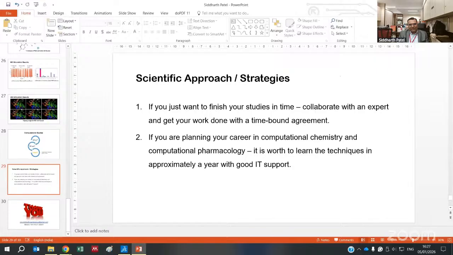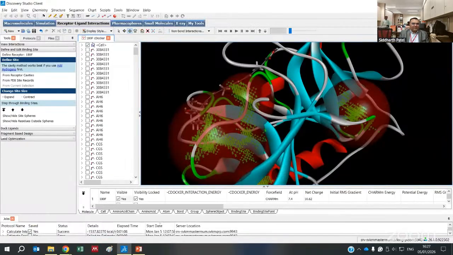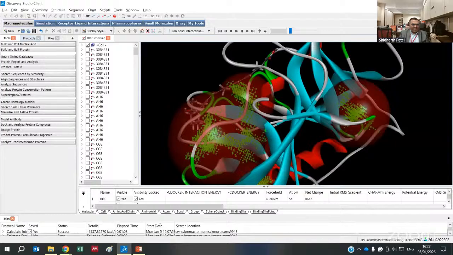Like you can see here, this is the BioVia software. In macromolecules, you have any number of options here.